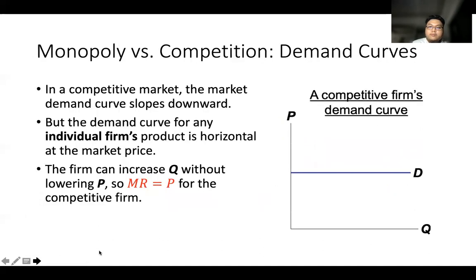So monopoly versus competition. We now look at how the demand curves look in both cases. In a competitive market, the market demand curve slopes downward, right? But the demand curve for any individual firm, remember in our previous discussion, is horizontal because it's a price taker. So the firm can increase quantity without lowering price. So MR equals P for the competitive firm.